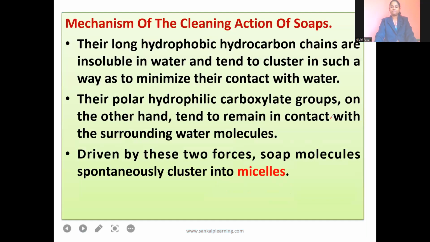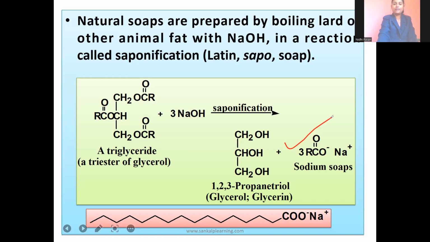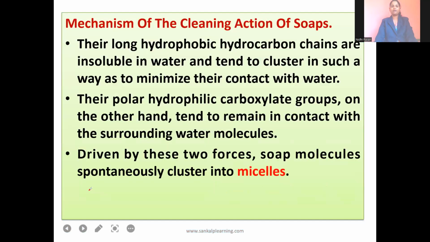Here you can see the ionic end, which dissolves in water. The other end, the carbon chain, dissolves in oil. This is called a micelle.